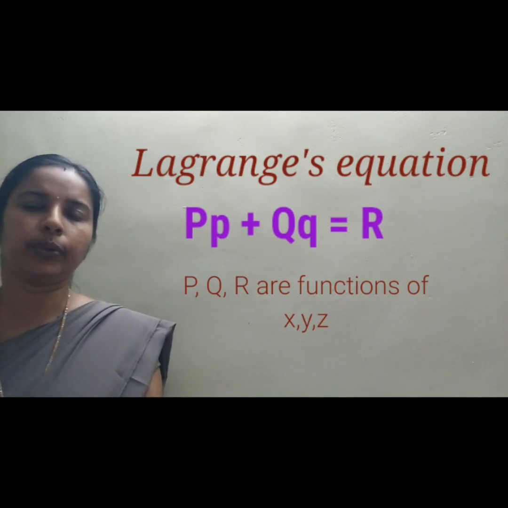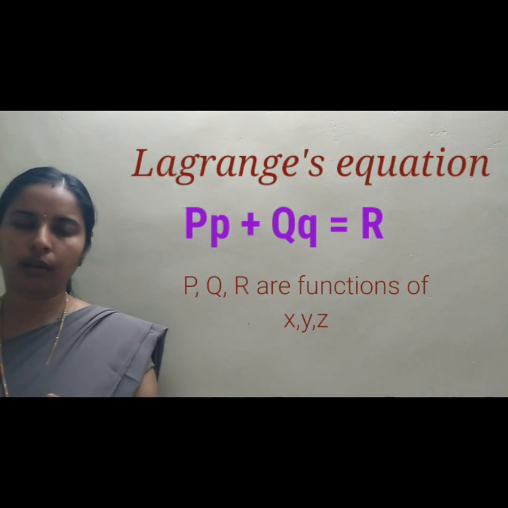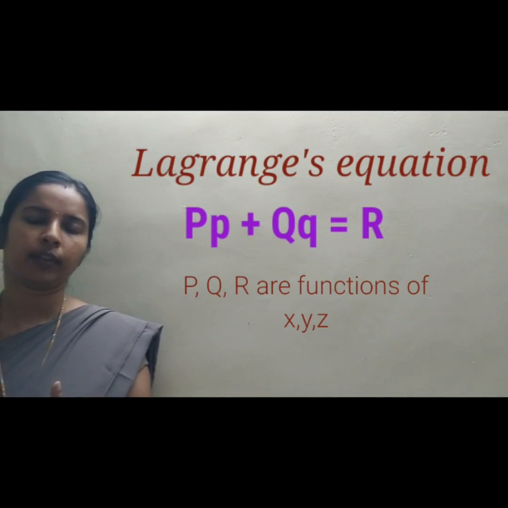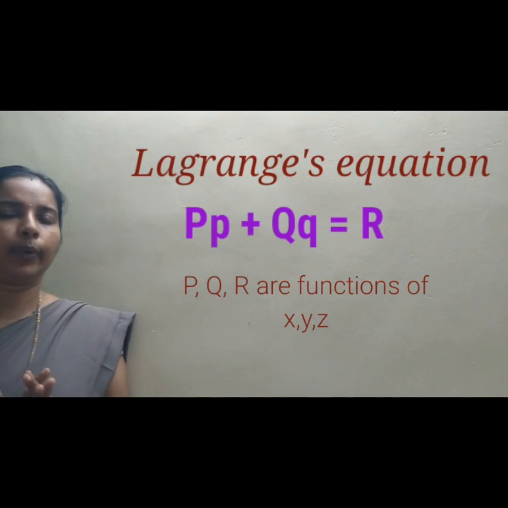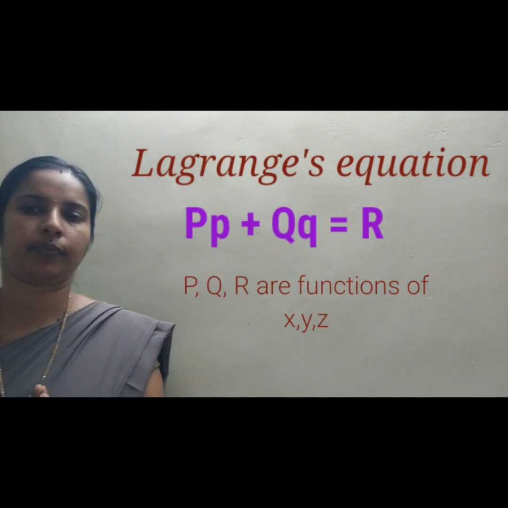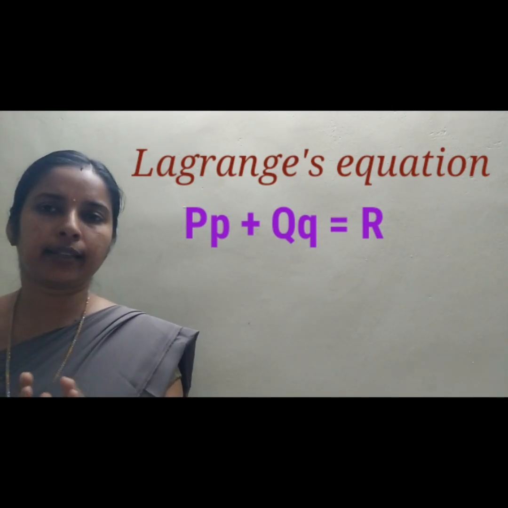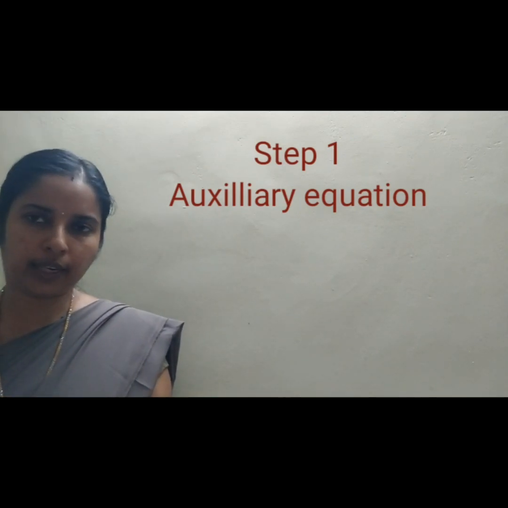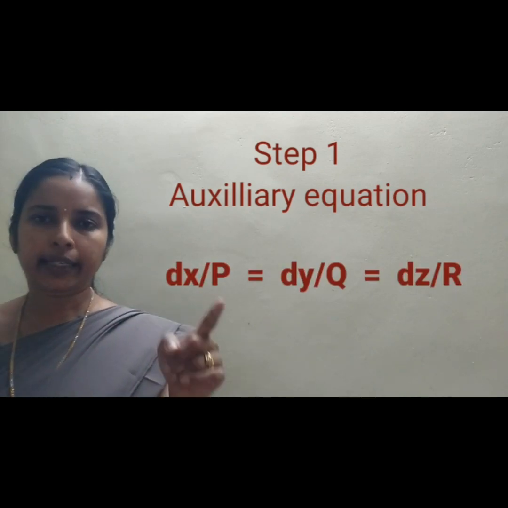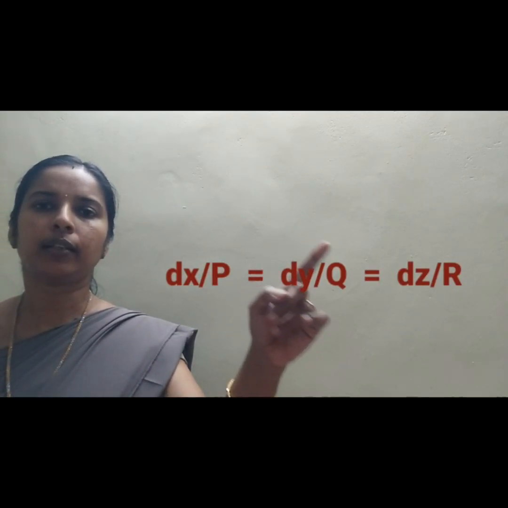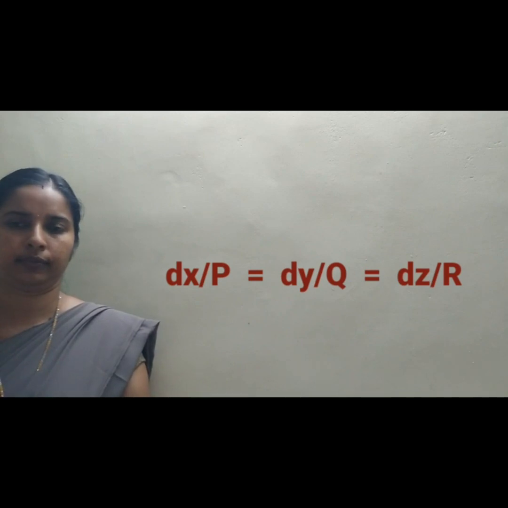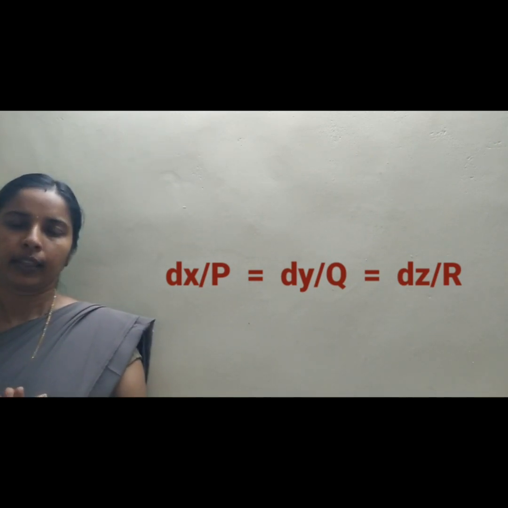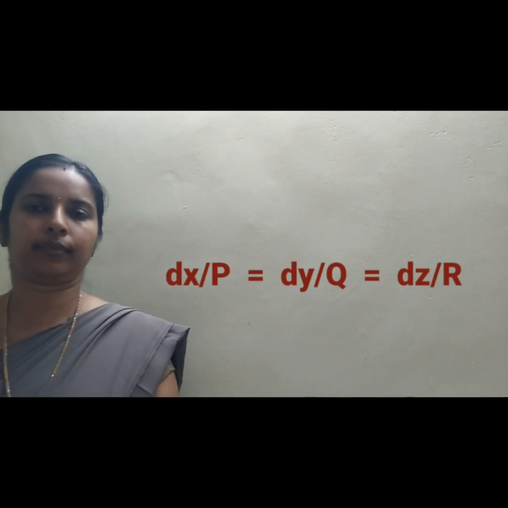Next, I would like to explain the method of solving Pp plus Qq equal to R. For solving this equation, there are three steps. First step is you write its auxiliary equation. The auxiliary equation of the Lagrange's equation is dx by P is equal to dy by Q is equal to dz by R. Really, these are differential equations.